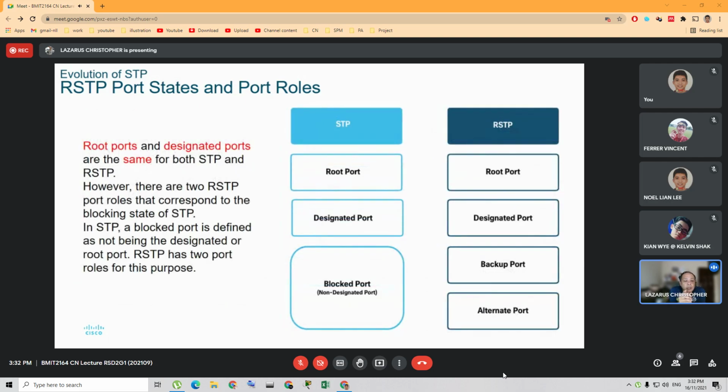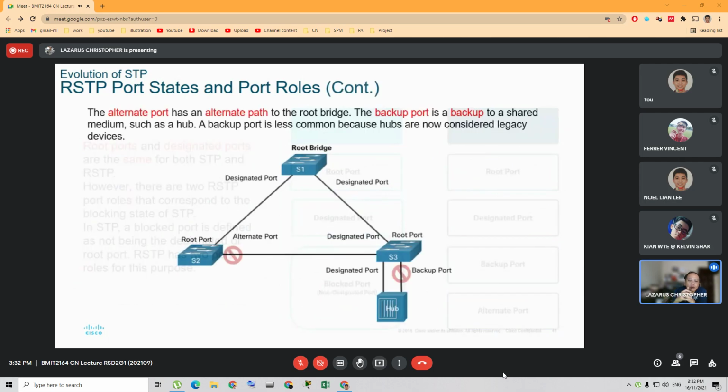Root ports and designated ports are the same in both implementations, STP and RSTP. The blocked port, the non-designated port, now has two different terminologies. They further broke the blocked port down into two ports called backup port and alternate port, and it's shown here. The alternate port is an alternate path to the root bridge, what we did earlier. The backup port is a backup to a shared medium such as a hub.